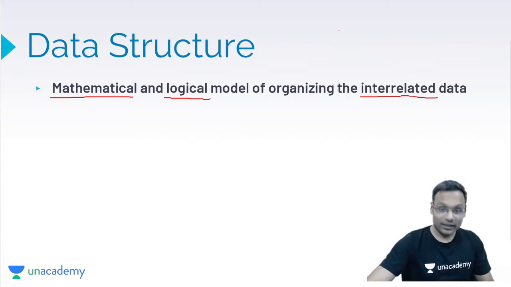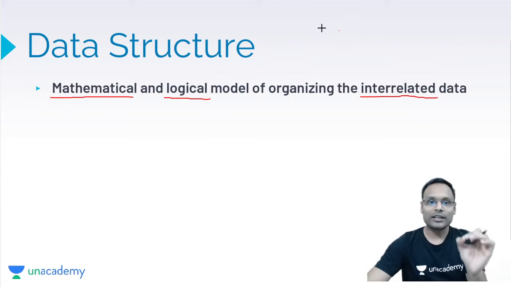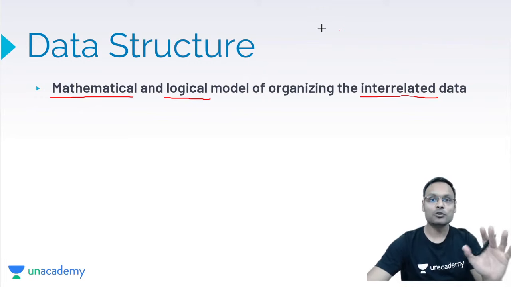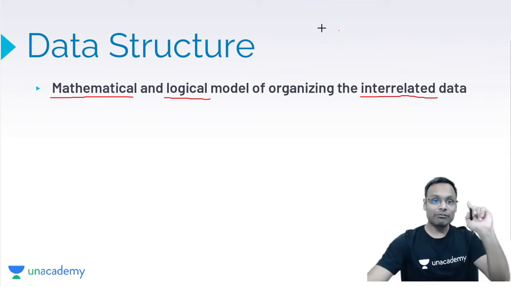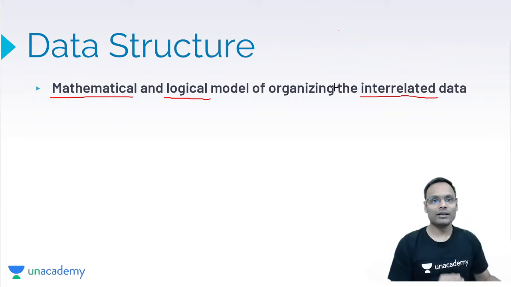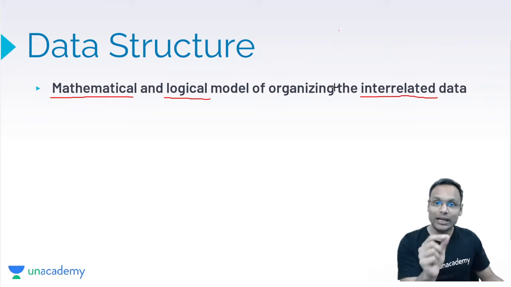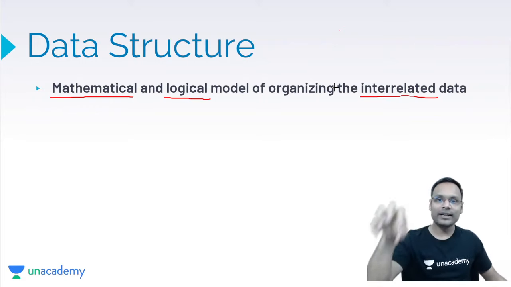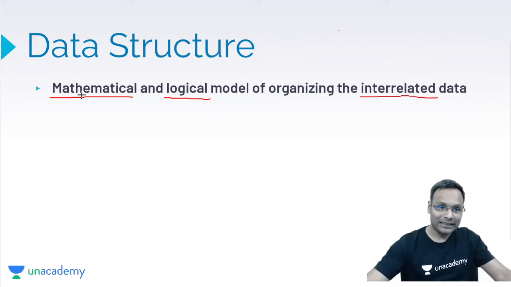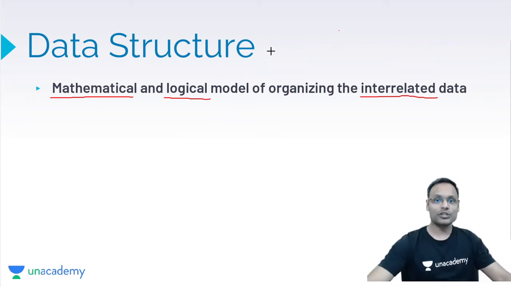Okay, fine. Better now. Let's start the session. So in this particular definition, we have three different types of keywords. Interrelated data: of course, if we are taking one data structure, it should have some interrelated data in it. That's confirmed. Now two more remaining: mathematical model and logical model.